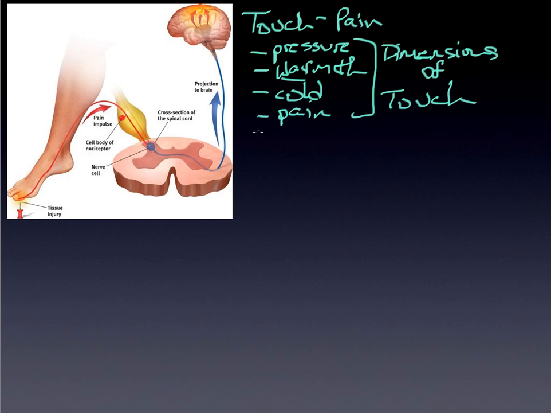A self-produced tickle produces less somatosensory cortex activation than does the same tickle from someone else. And we ever wonder, for example, why can't I tickle myself? And a lot of that has to do with the differential nature of touch itself.